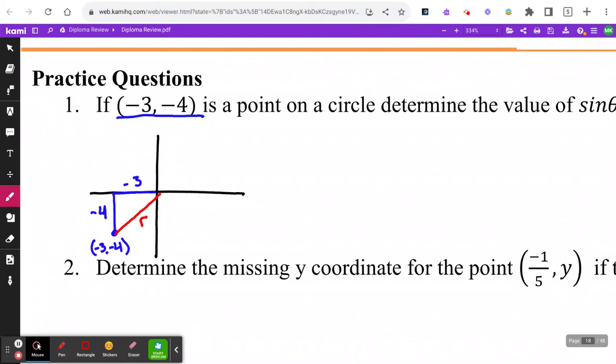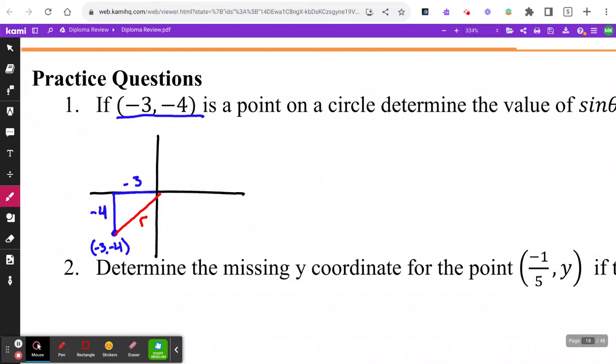We call the hypotenuse r because often we are talking about circles. So r means radius. This isn't a circle right now, but that's just the standard notation we'll use for hypotenuse.